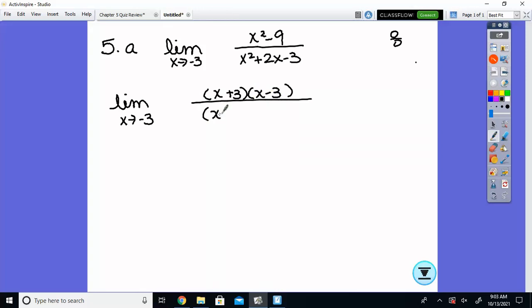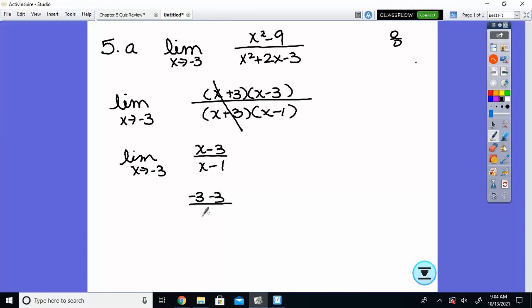X squared plus 2x minus 3. That would factor into x plus 3, x minus 1. Then what happens? Those drop. And I'm also going to be watching that you're writing the limit on every step. When does it go away? When you plug in. Let's see if we can plug in now. So if I did -3 minus 3 over -3 minus 1, that's -6 over -4, which reduces to positive 3/2.